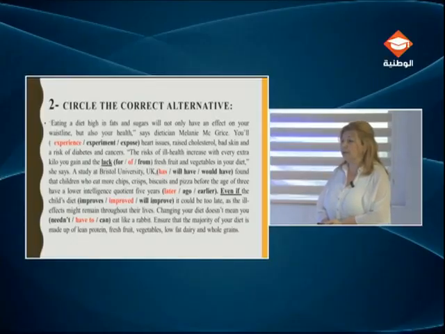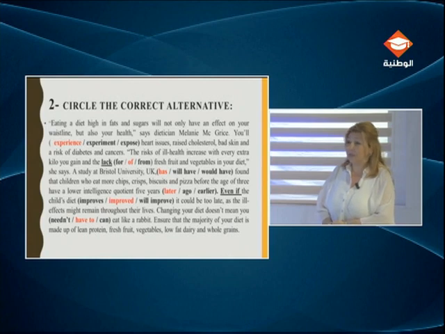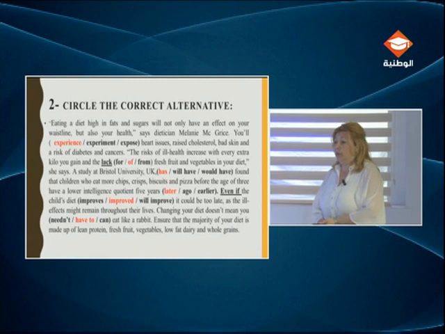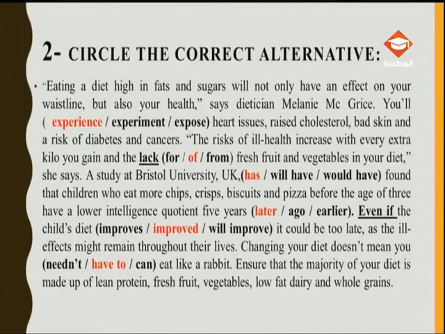Ago, when do we use ago? Ago is used with the simple past to refer to an action that took place and finished at a given time in the past. So we say, for example, 5 years ago, we met 5 years ago. So the only answer here is 5 years later, meaning after eating the chips, the crisps, biscuits, and pizza, okay? This has an effect on the children's intelligence quotient.